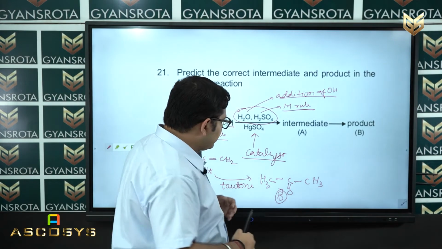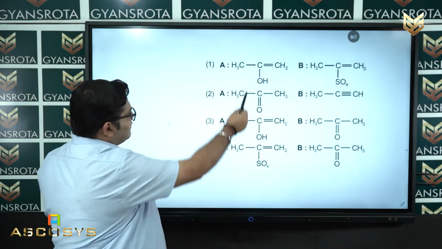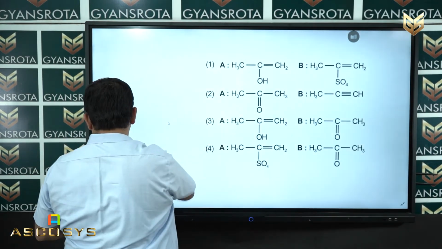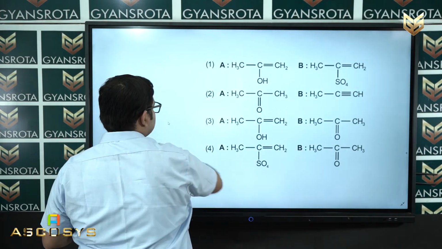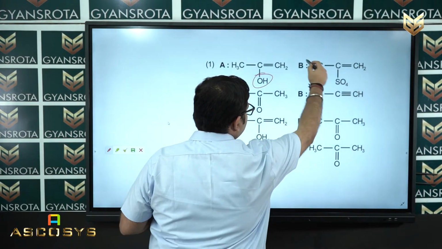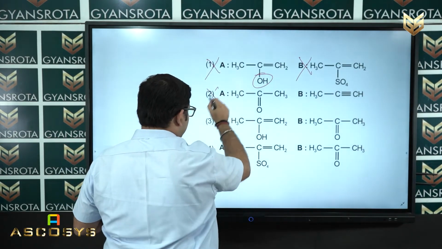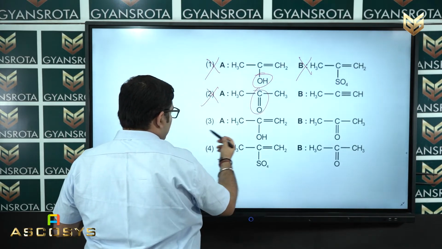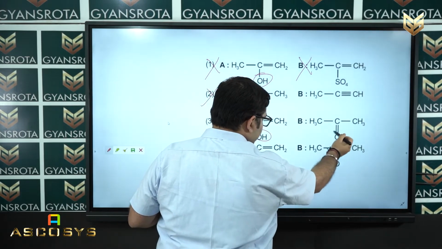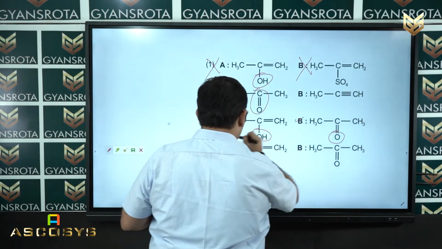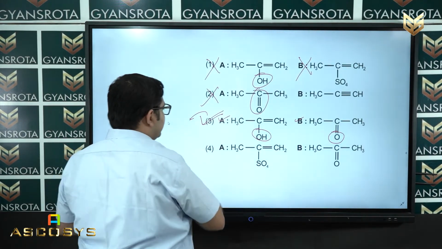Now we are moving to the options they have given. If you see the first option, this is possible, this is possible, but in this case this is not possible. So, this is not the option. Now, option 2 is not possible because OH should be there. Option number 3, yes, this is possible, OH is attached, and after keto-enol tautomerization we will get this ketone. So, option number 3 is the correct answer of this question.